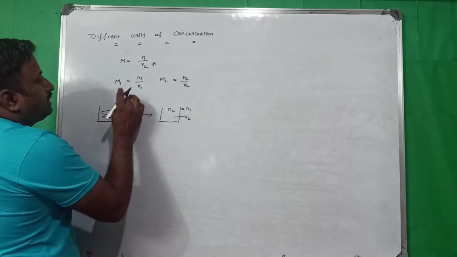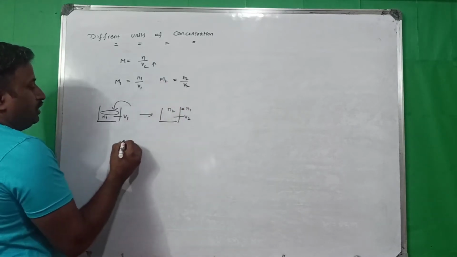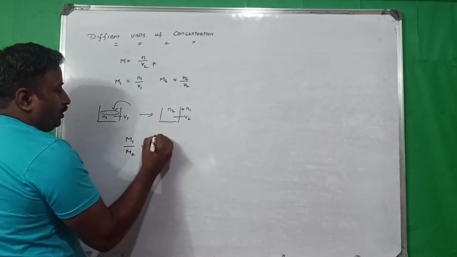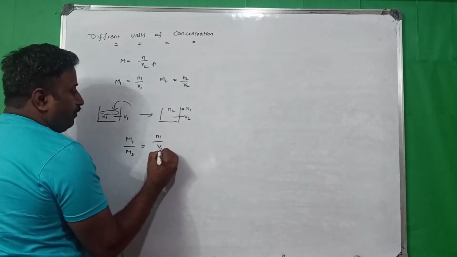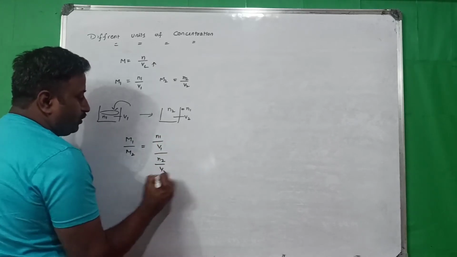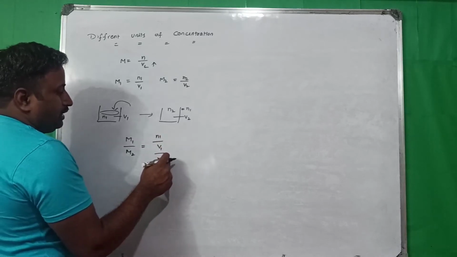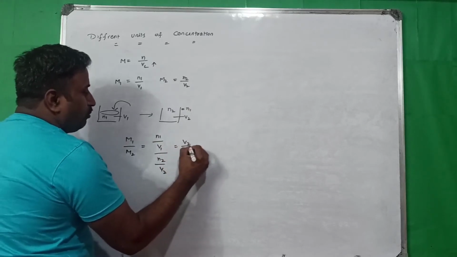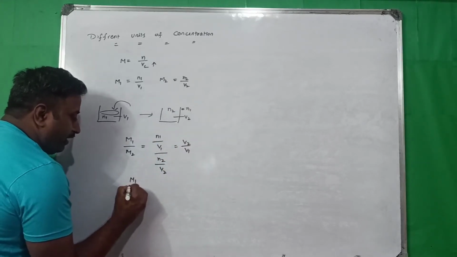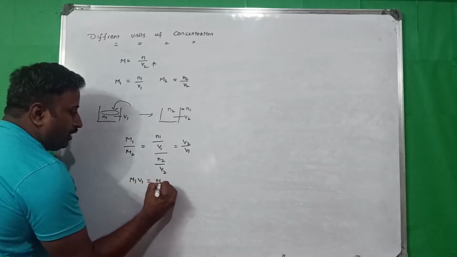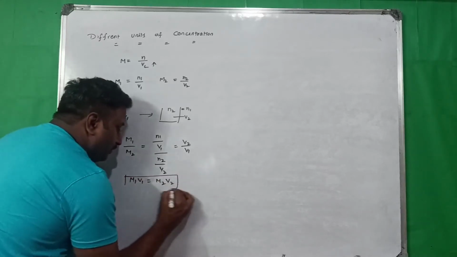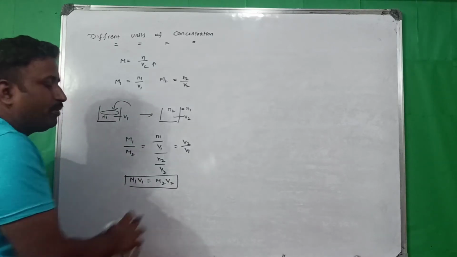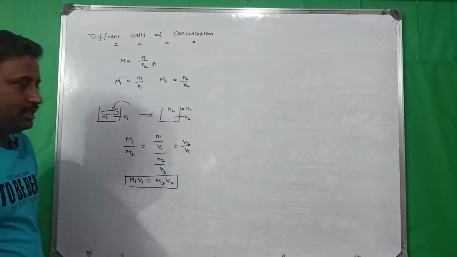Then what is the relation between M1 and M2? So M1 divided by M2 is equal to N1 upon V1 divided by N2 upon V2. Since N1 and N2 are both equal, they get cancelled and it can be written as V2 upon V1. So M1 V1 is equal to M2 V2. The product of molarity and the volume remain equal or constant.